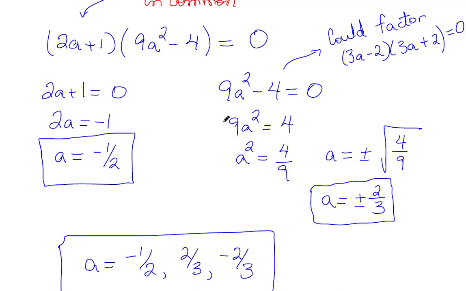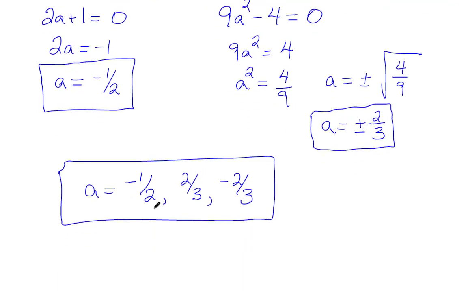Or we could use the square root property, move the 4, divide everything by 9, and now I have something squared is equal to a number. And so a equals plus or minus the square root of 4/9. Well, square root of 4 is 2, square root of 9 is 3, and so in this case we get 3 solutions. Minus a half, 2/3, and minus 2/3.